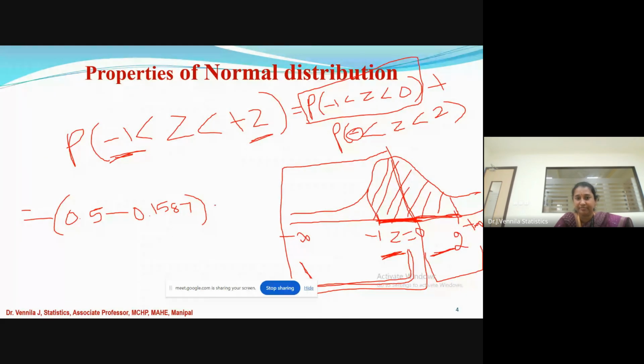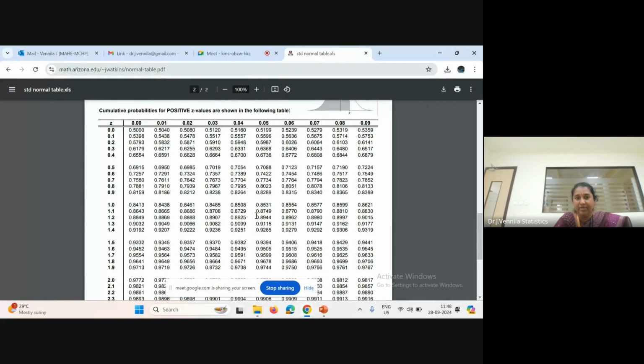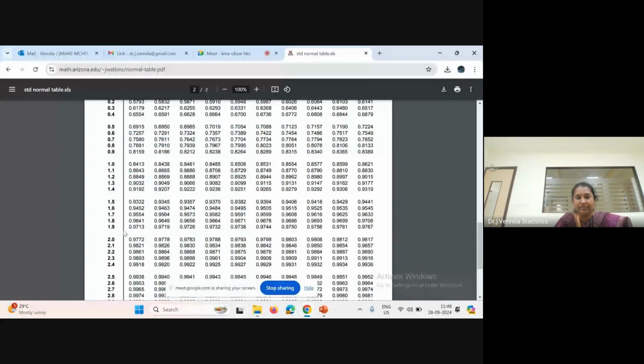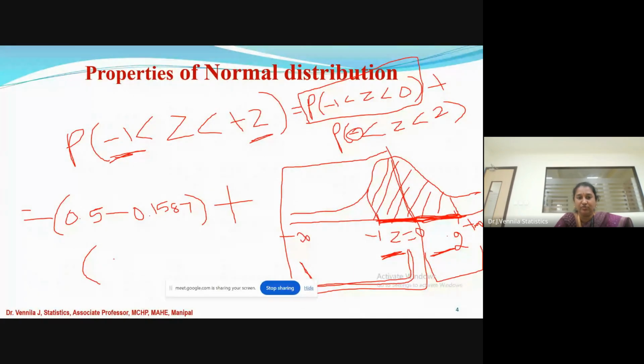Now plus, again, what is that? 0 less than z less than 2. So first we need to find the table value of 2. Just go to the table, it is a +2, positive side, so take the right table. 2.00, the table value is 0.9772. 0.9772 minus.